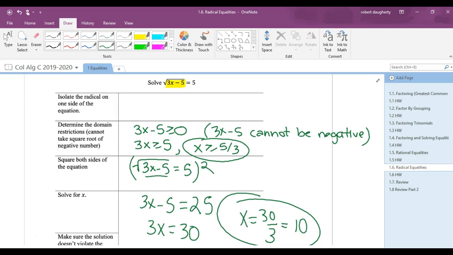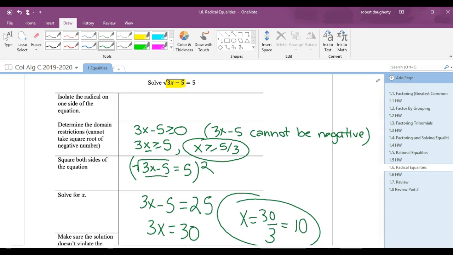So 3x minus 5 can't be negative. So 3x minus 5 has to be greater than or equal to 0, which means 3x has to be greater than or equal to 5. I added 5 to both sides. Solving that for x, x is greater than or equal to 5/3.